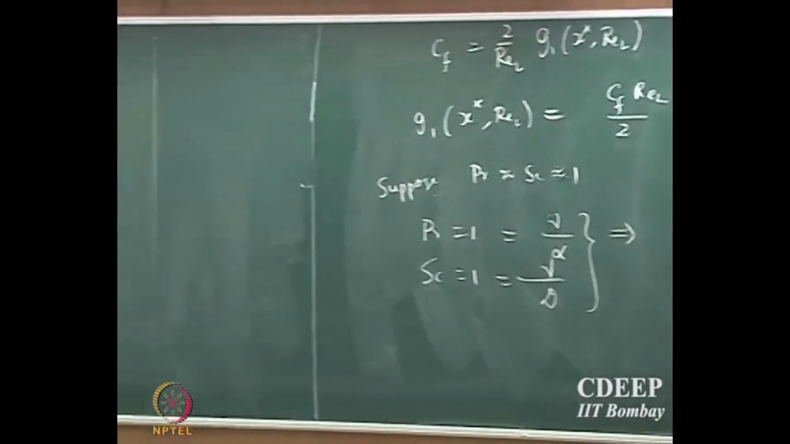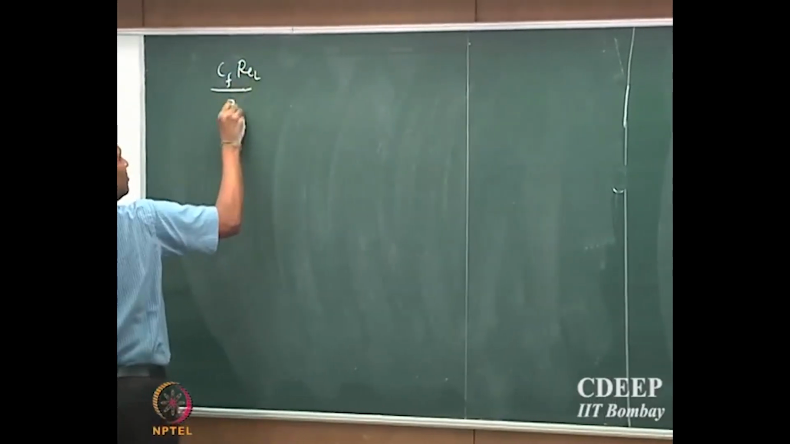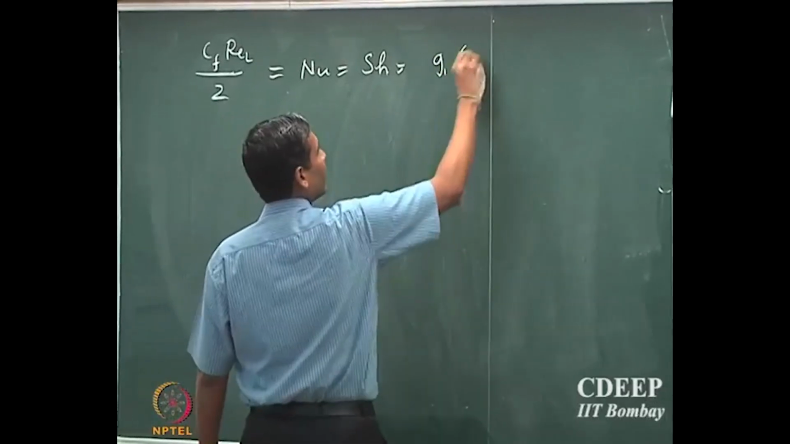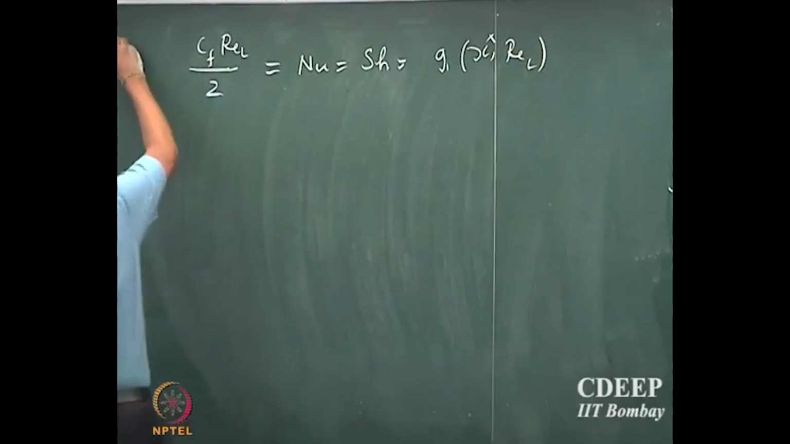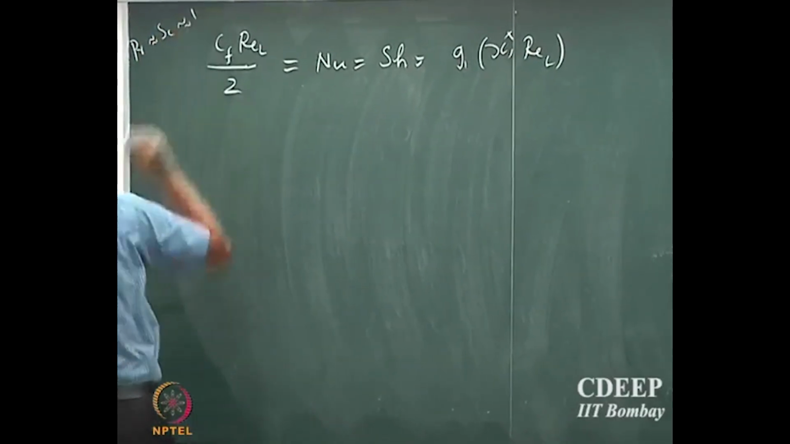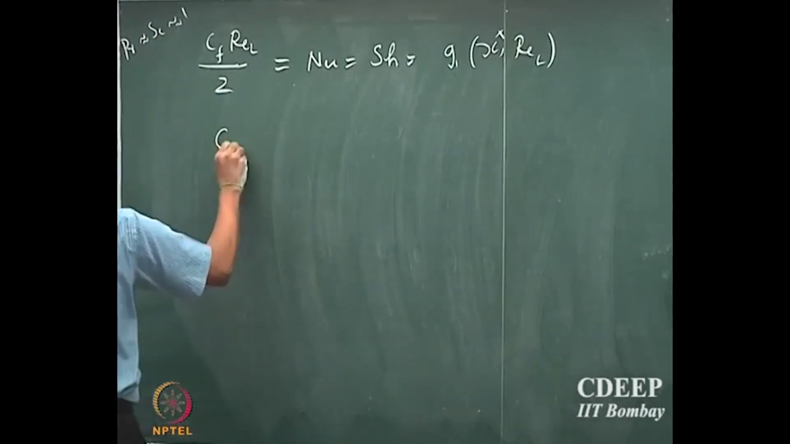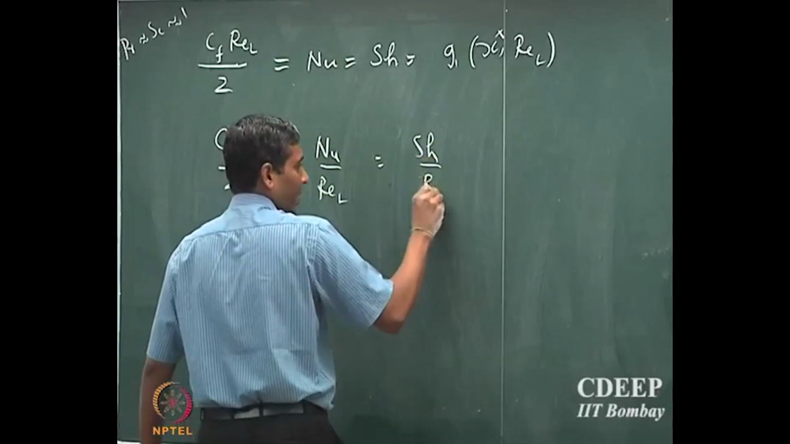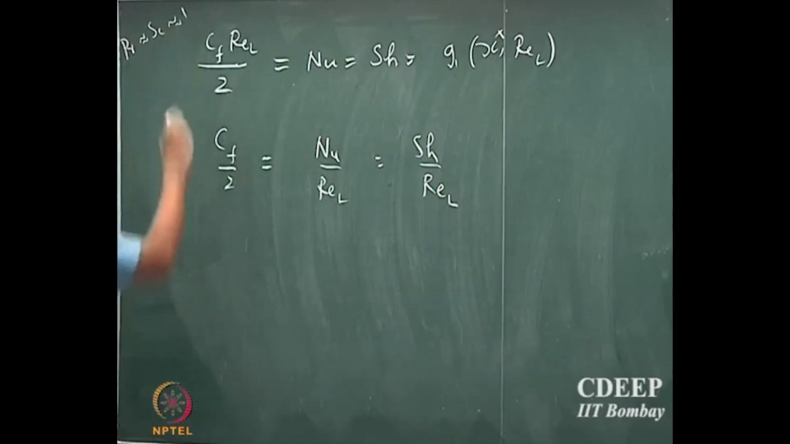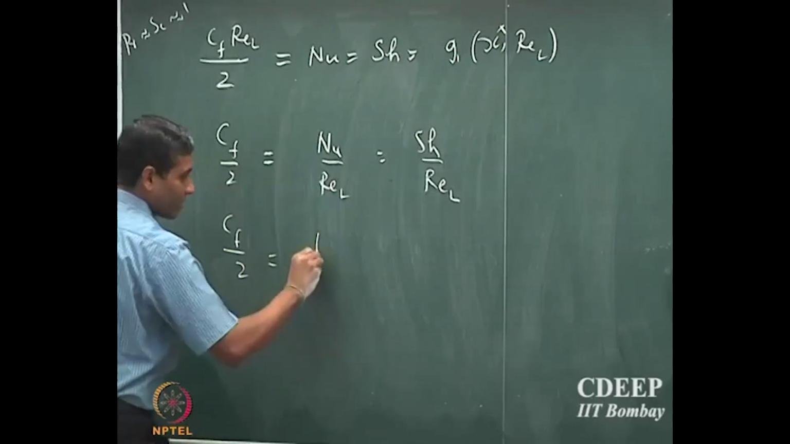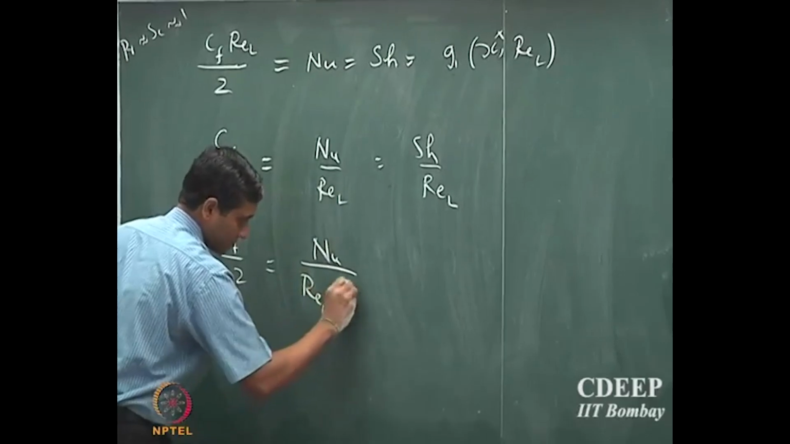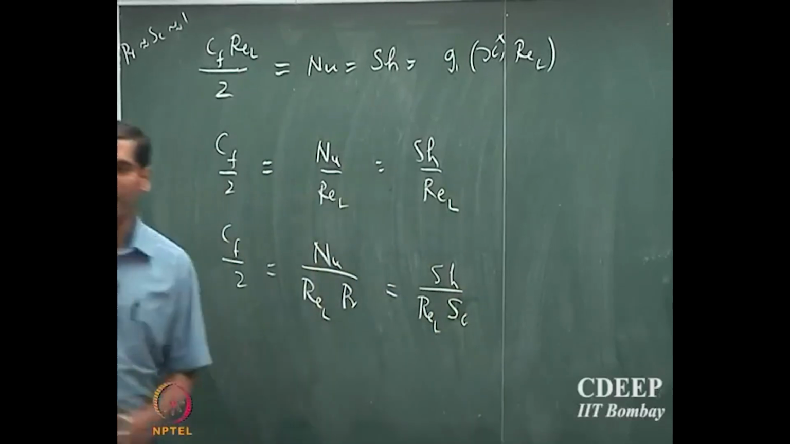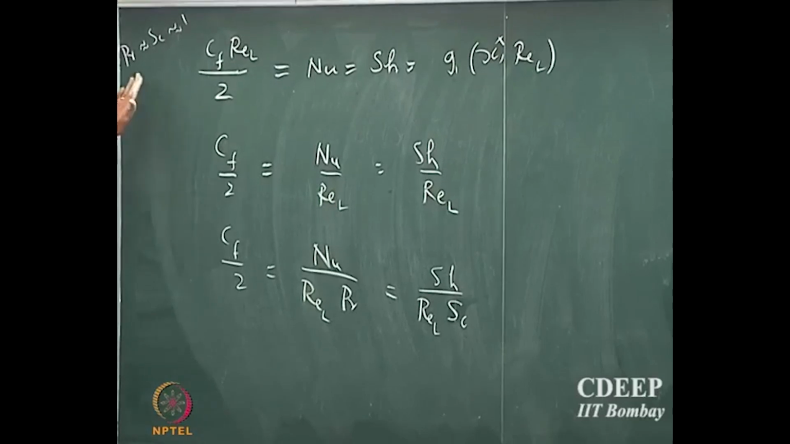So, for this particular case, we could assume that Cf into REL by 2 equals G1 X star comma REL. Now, note that this is only when Prandtl number and Schmidt number are almost equal to 1. Okay. So, we can rewrite this as Cf by 2 equals Nu by REL equals Sherwood number by REL. Okay. And because we assume this to be 1, we could also rewrite this as Nu by to Schmidt number. Okay. Simply because we assume Prandtl and Schmidt are almost equal to 1.